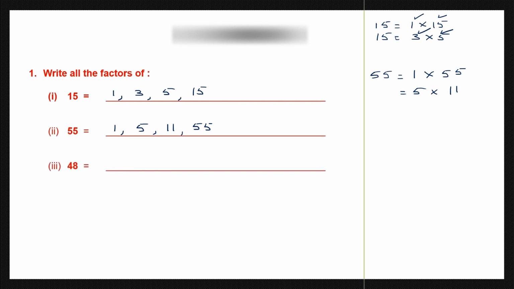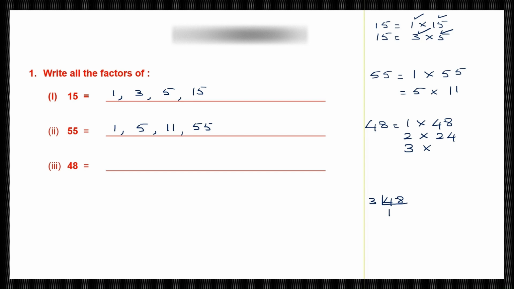Next one is 48. Now what are all the numbers that multiply to give us 48? 1 into 48 is 48. Let's go to 2. 2 into what will give us 48? 2 into 24. Now 3 also will give us 48. Now 3 into what? Now let's divide 48 by 3 by short division and find out.